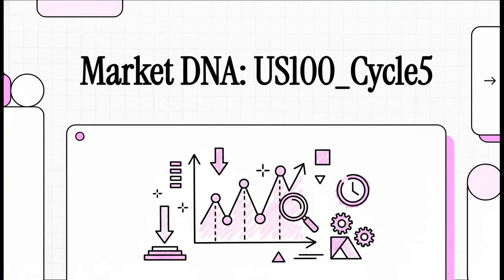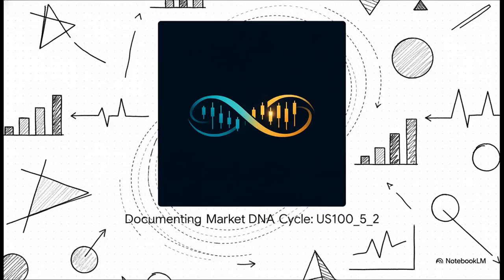All right, let's get right into it. Today we're looking at a market DNA case study for the US100 index, and we're zeroing in on a specific period that the system calls cycle 5. So what we're doing here is documenting a market cycle, step by step. The system gives this one the label US100_52, and everything you're about to see is based on its own proprietary method for looking at the markets.